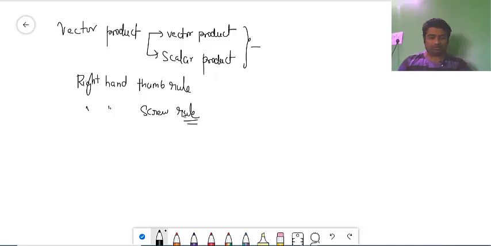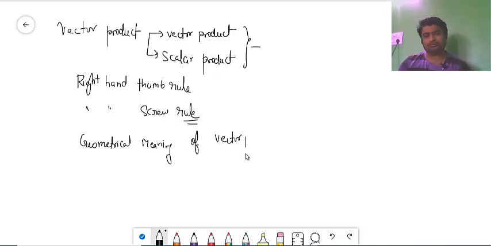Okay, now once we do these three things, then there will be the geometrical meaning of vector product. So once we are done with these things, then our vector will be over. Okay, then our vectors will be over.